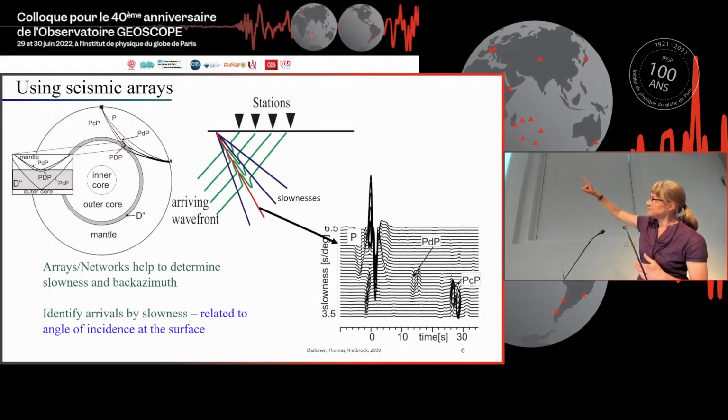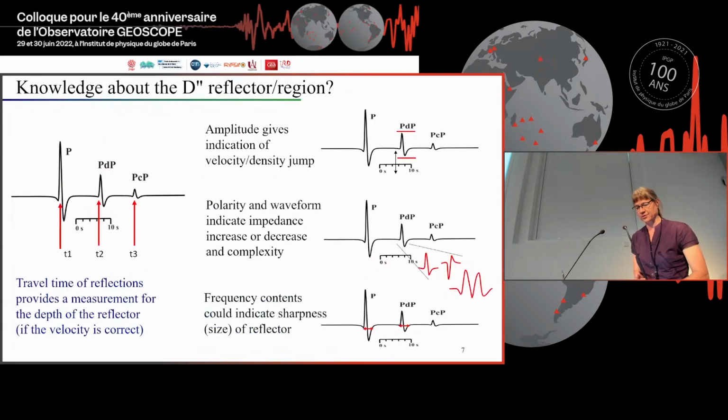As you can see in the figure on the left, the P wave has an angle of incidence, if you look from the vertical, that is larger than the PcP wave that comes closer to the vertical. And PdP, the reflection off the D-double-prime layer, comes somewhere in the middle. So we can use the slowness or angle of incidence to differentiate between the different arrivals, and then we can start and search for those.